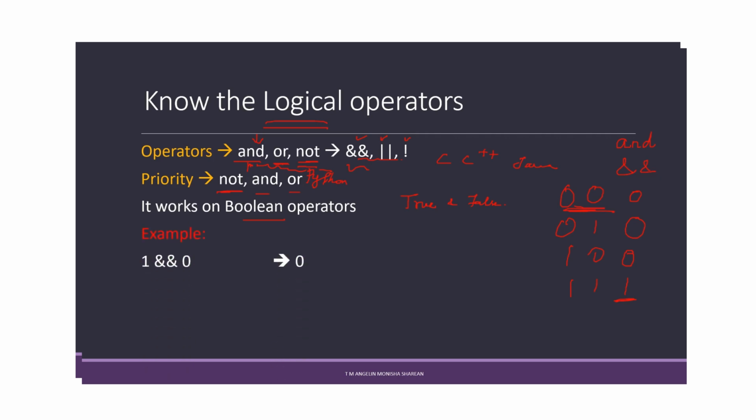So let us see an example. AND operator: 1 and 0 will give the value 0. That is, true and false will give the answer false, as per the reference from this table. Coming to the OR operator, 1 or 0 will give you 1. And not: the not operator is a unary operator, so it takes only a single operand. If it is 0, 1 will be given as the answer. If it is 1, 0 will be given as the answer.